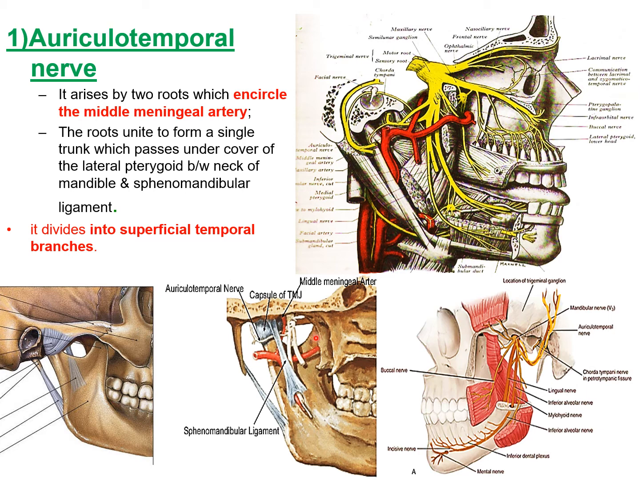lateral pterygoid muscle, hence running between the neck of mandible and the sphenomandibular ligament. This is the medial aspect, this is the lateral aspect. This is the ramus of mandible, this is the neck of mandible. On the inner aspect, we can appreciate the sphenomandibular ligament. So the nerve passes under cover of the lateral pterygoid muscle, passing between the neck of mandible and the sphenomandibular ligament. Here the nerve lies above the first part of the maxillary artery.